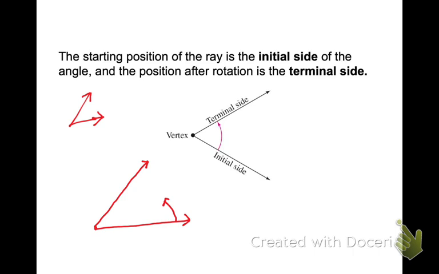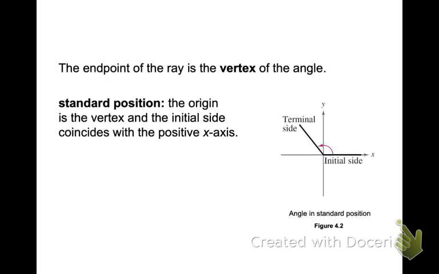This arrow shows the direction of movement. That's why you have to put an arrow on it from now on, because we can have negative directions and positive directions. I hope you're just drawing a picture. Are we done? Okay. The end point of a ray is the vertex. I already said that, right?